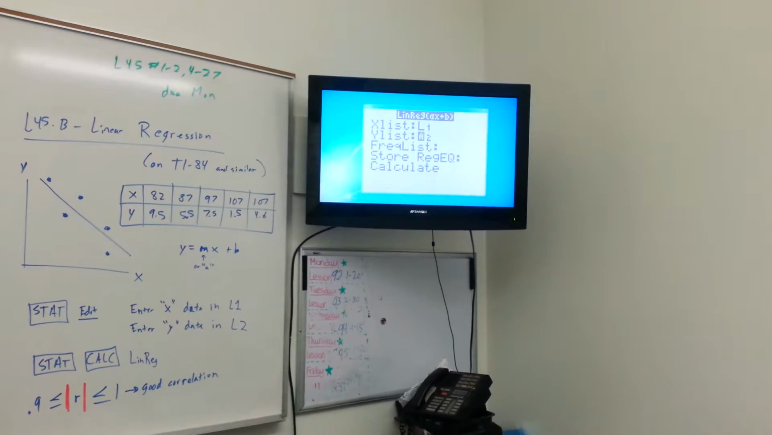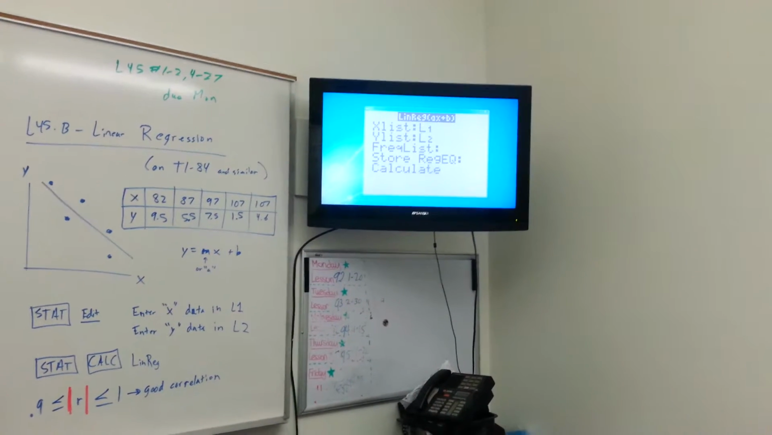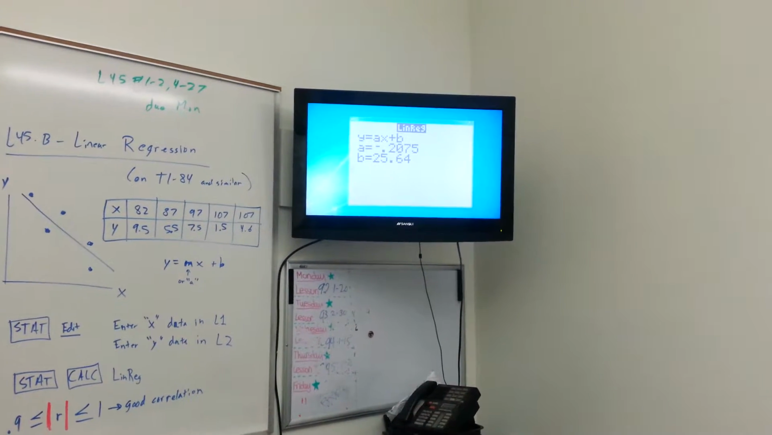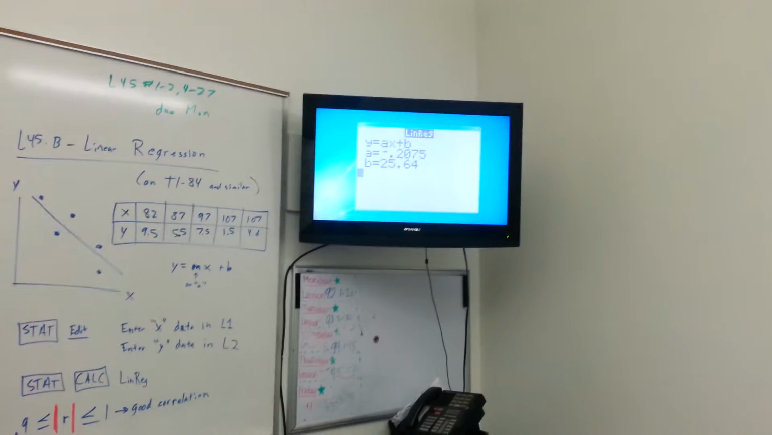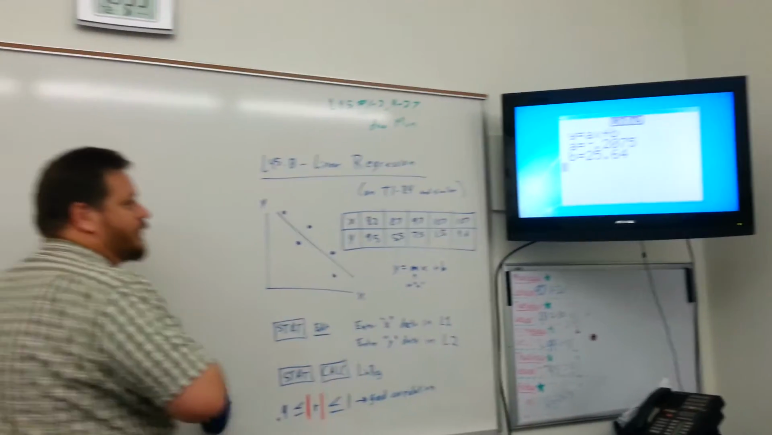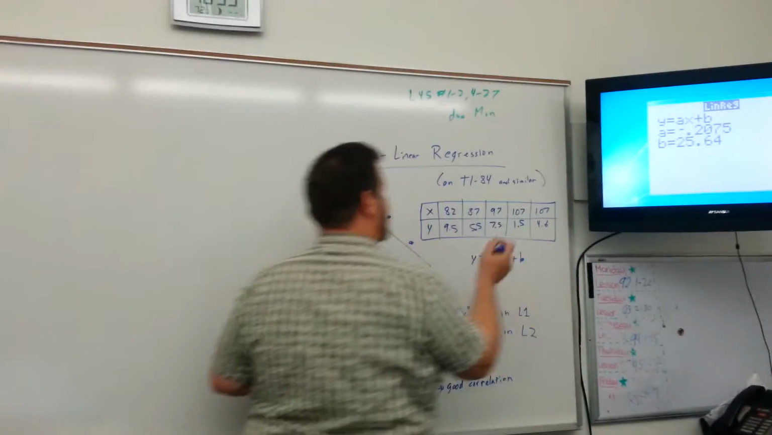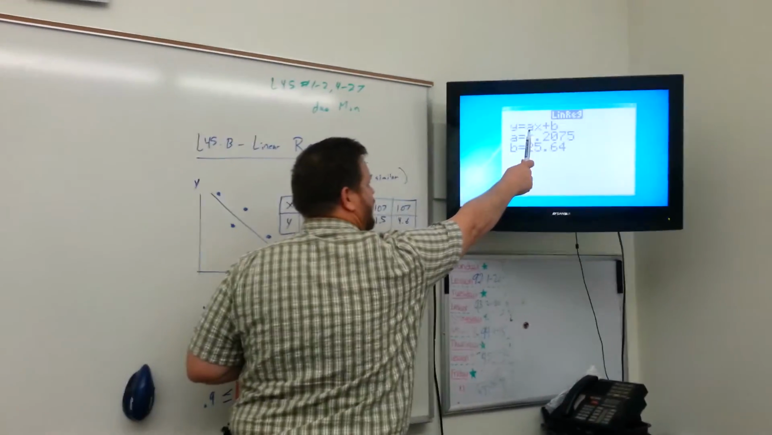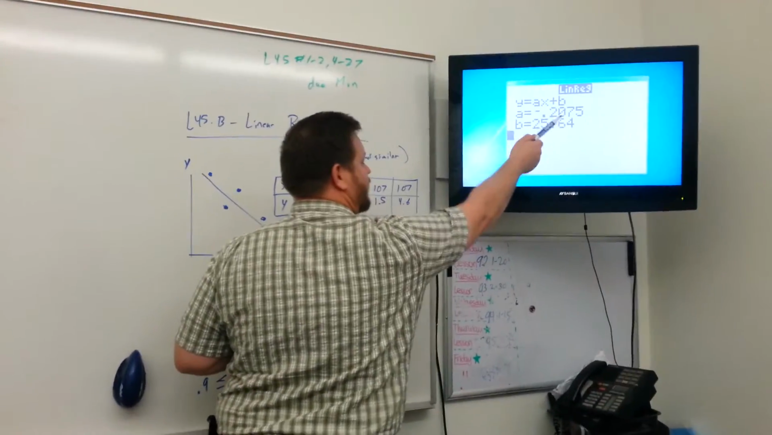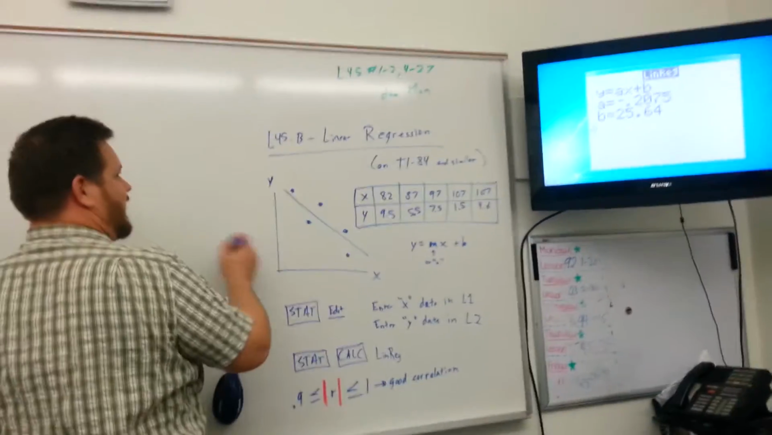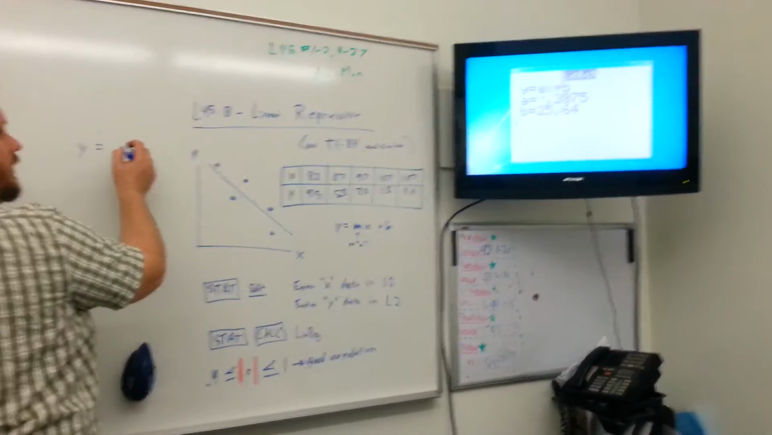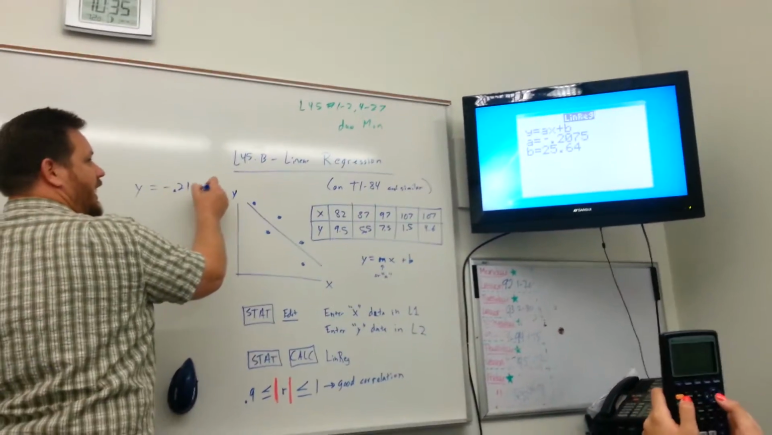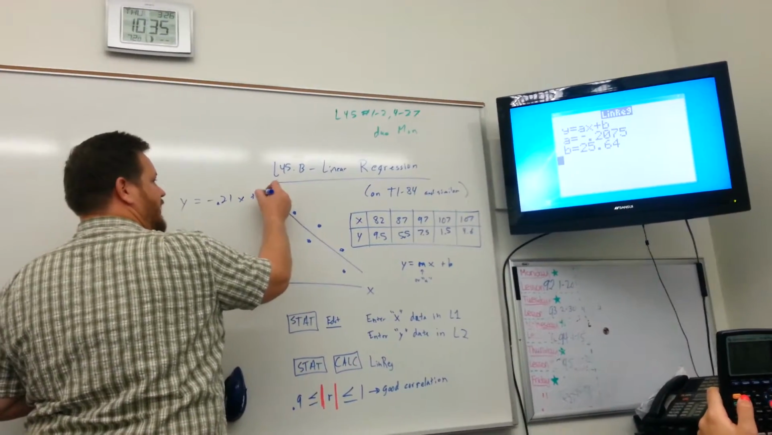Then all you need to do is enter all the way down, and when you get to calculate, press enter one more time. It gives you this information here. In this example, for the form of the equation y equals ax plus b, which we know as y equals mx plus b, the slope is negative 0.2075. In this class, we typically round things to 2 decimals. So I'm going to write y equals negative 0.21x, and then the b value is 25.64.